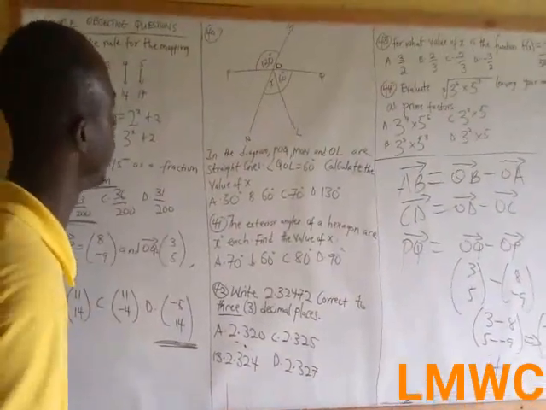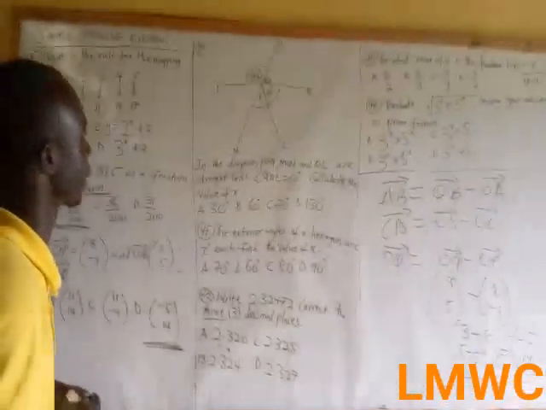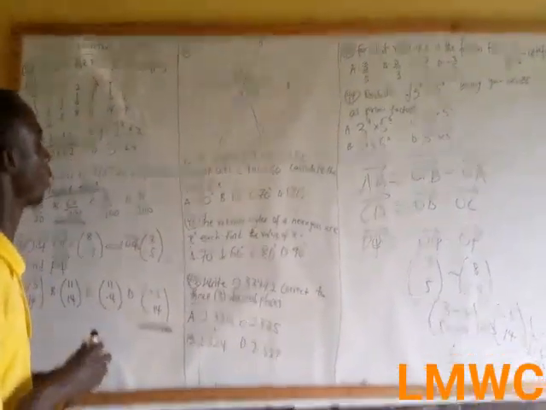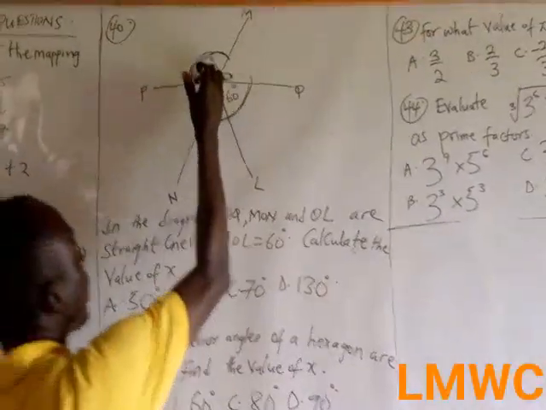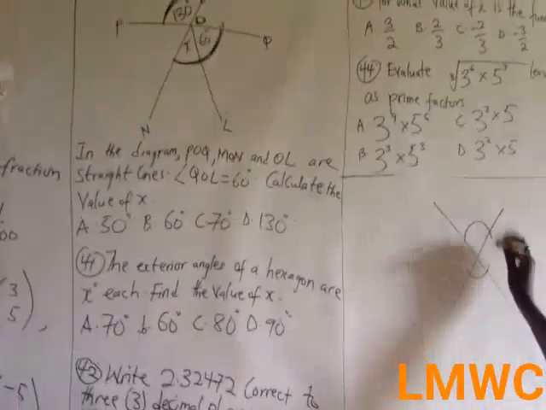Question 40. In the diagram, POQ, MON, and OL are straight lines. Angle QOR is equal to 60 degrees. Calculate the value of x. You can see clearly that this is vertically opposite to this. So under vertically opposite angles, they are what? Equal.